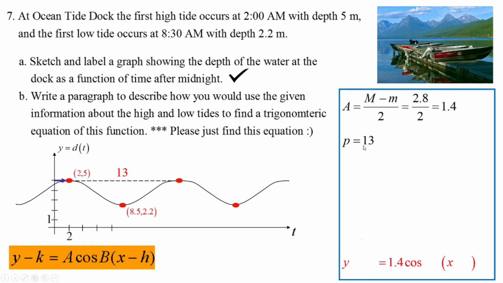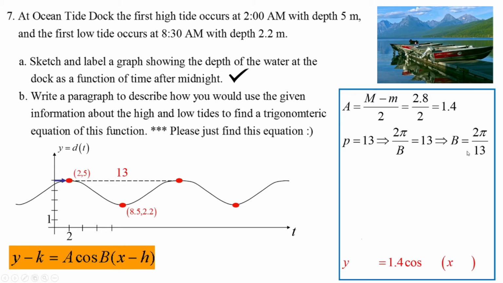Now, let's use this period to find our B. And I could ask Cameron right now, and he'd tell me 2 pi over b has to be 13. Thank you, Cameron. You just helped on the video. All right, so let's solve for b. So multiply by b and divide by 13. So b is going to equal 2 pi over 13.